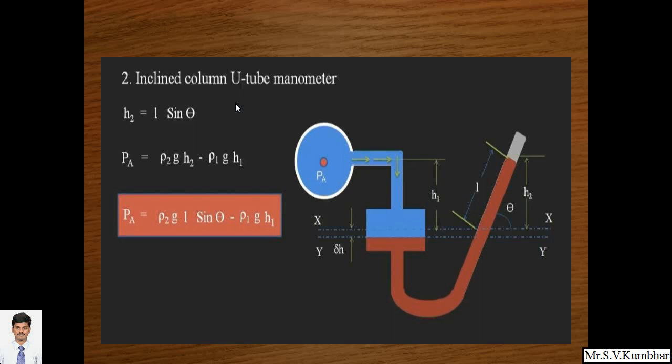Inclined column U-tube manometer is a modification of vertical column U-tube manometer. Here the right limb is inclined, so these are more sensitive than single column vertical U-tube manometer. And the formula to determine pressure at center, PA, is equal to rho 2 G sin theta minus rho 1 G H1.